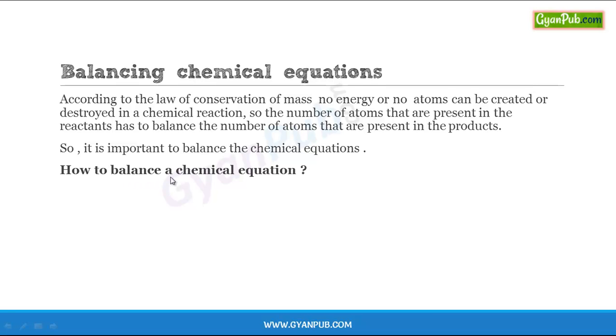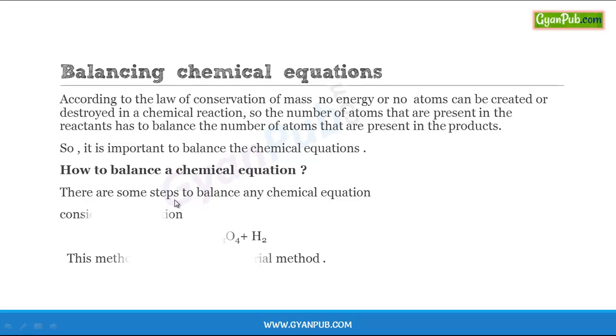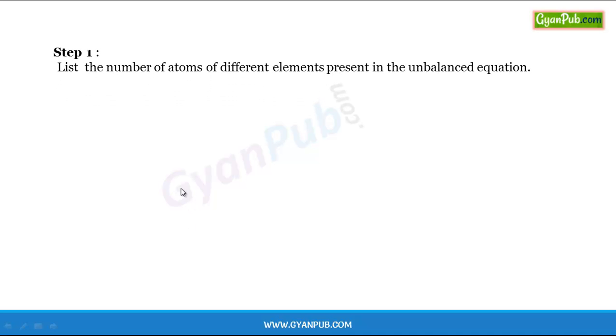And how do we balance a chemical equation? To balance any unbalanced chemical equation, there are some steps. This method is called the hit and trial method. Consider the reaction between iron and water, that is Fe plus H2O gives rise to Fe3O4, that is ferric oxide, and hydrogen. This is an unbalanced equation, and we are going to balance it using the steps.